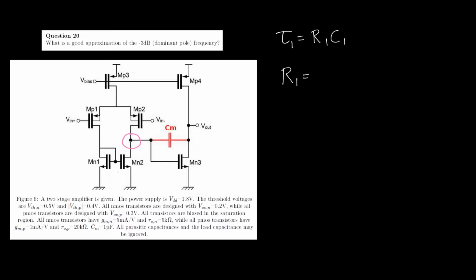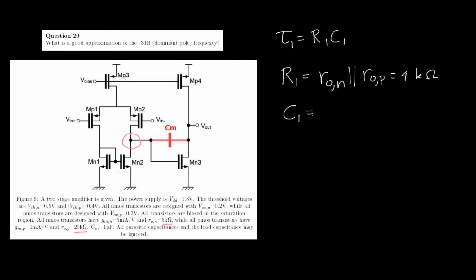The resistance in this node is just the resistance of Mn2 in parallel with the resistance of Mp2. So if we apply the given values, that will be RON in parallel with ROP. And if we then use the values that have been given to us of 20 kilo ohms for ROP and 5 kilo ohms for RON, this resolves to 4 kilo ohms.